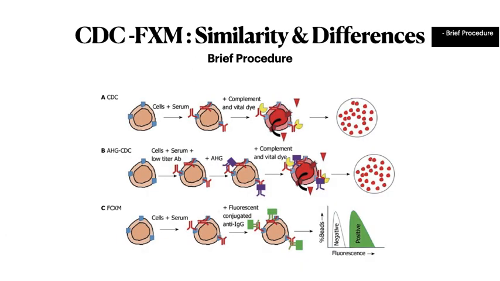So these are counted, and based on the count, we give a report as 0%, 5%, 10%, 20%, or more positive cross matches. So CDC and flow cross matches, which we will see subsequently, are essentially similar. The basic difference is that in the CDC we add complement and anti-human globulin, whereas in the flow cross match the complements are not added, and these anti-human globulins are tagged with a fluorescent dye. So in principle they are the same, but complements are missing in the flow cross match.